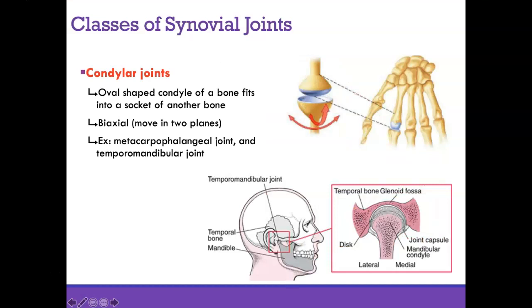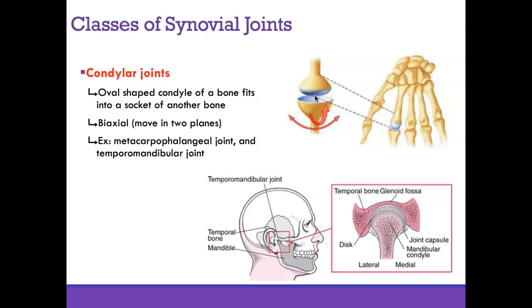One final type of joint I forgot to mention are condylar joints, and this is where you have an oval-shaped condyle of a bone that fits into a similarly shaped socket of another bone. So it kind of looks like a ball and socket, it's like an oval and socket, but this only allows biaxial movement. Ball and socket allows for multi-axial movement in multiple planes. With condylar joints, you don't have that.